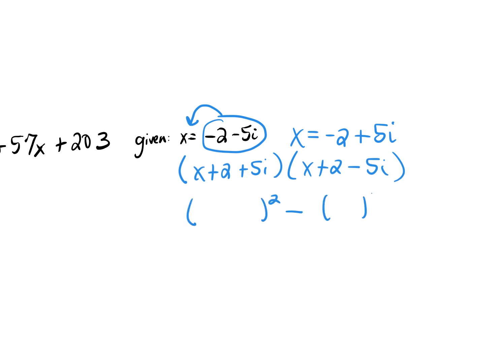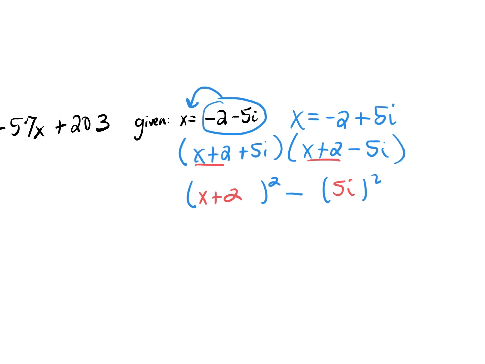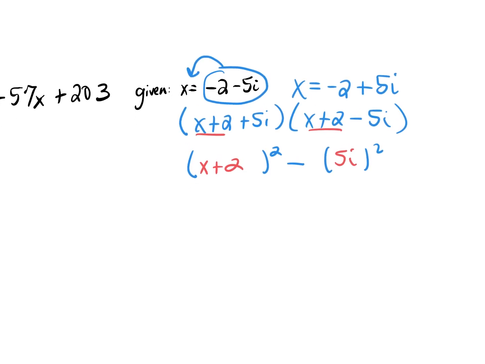So now get your setup for our shortcut. What's going in the first parenthesis? x plus 2, good. What's going in my second parenthesis? 5i, perfect. So if you're going to FOIL this, x plus 2 times x plus 2 gives me x squared plus 4x plus 4. You guys can write it out and FOIL it. Then I have minus, well, this 2, remember, goes to the 5 and to the i.